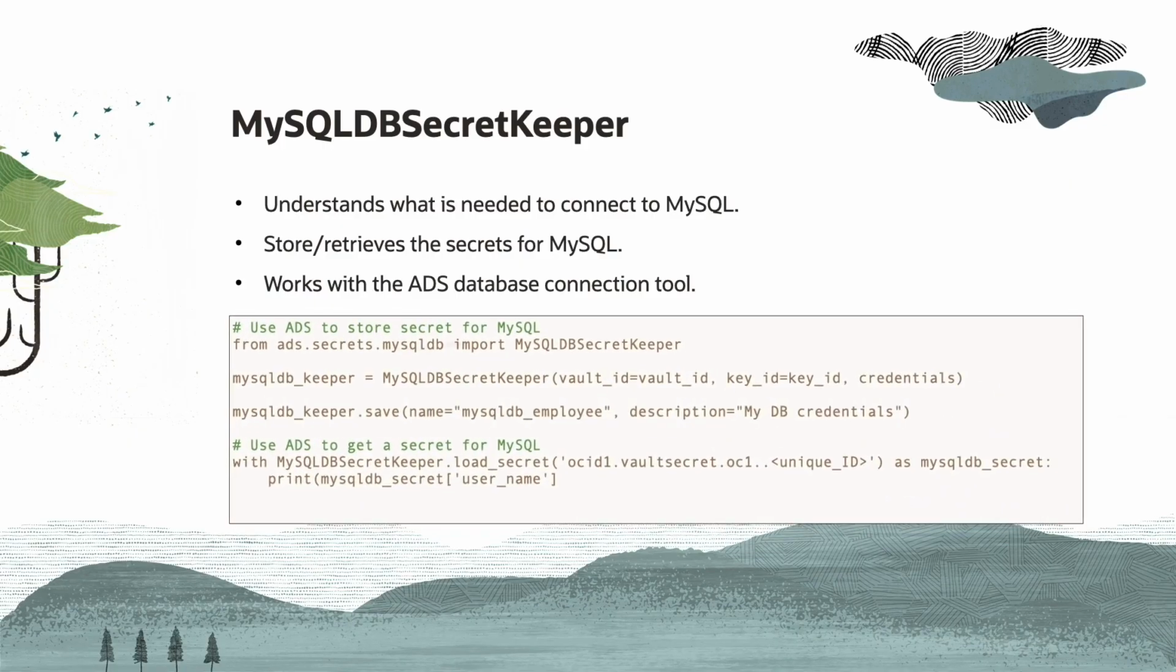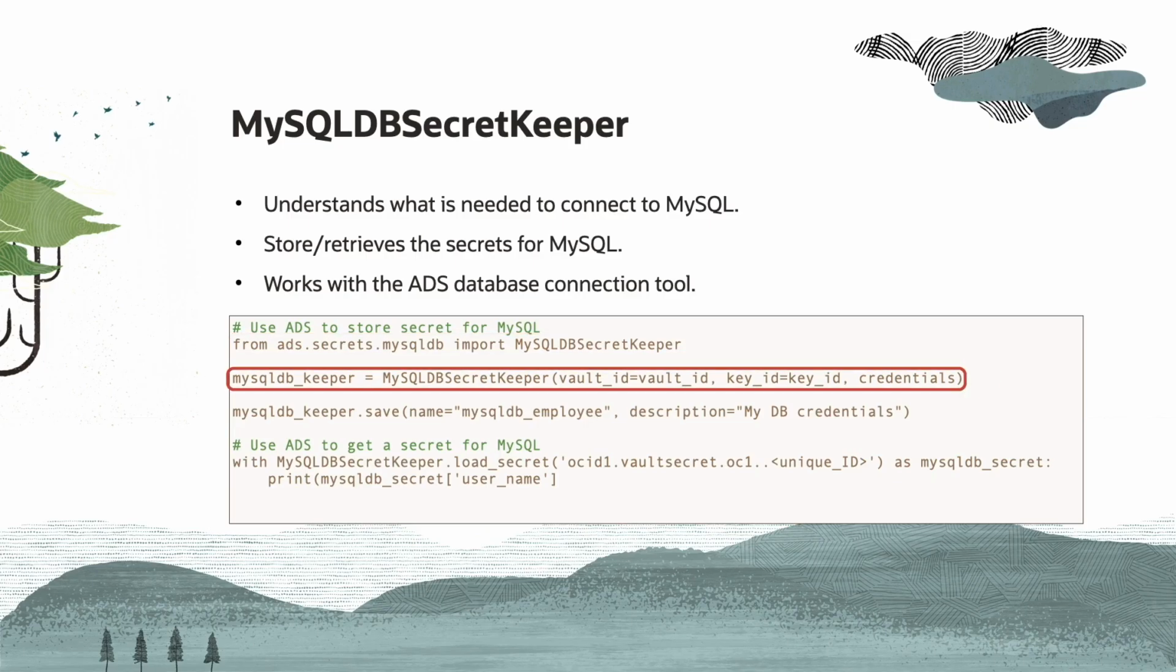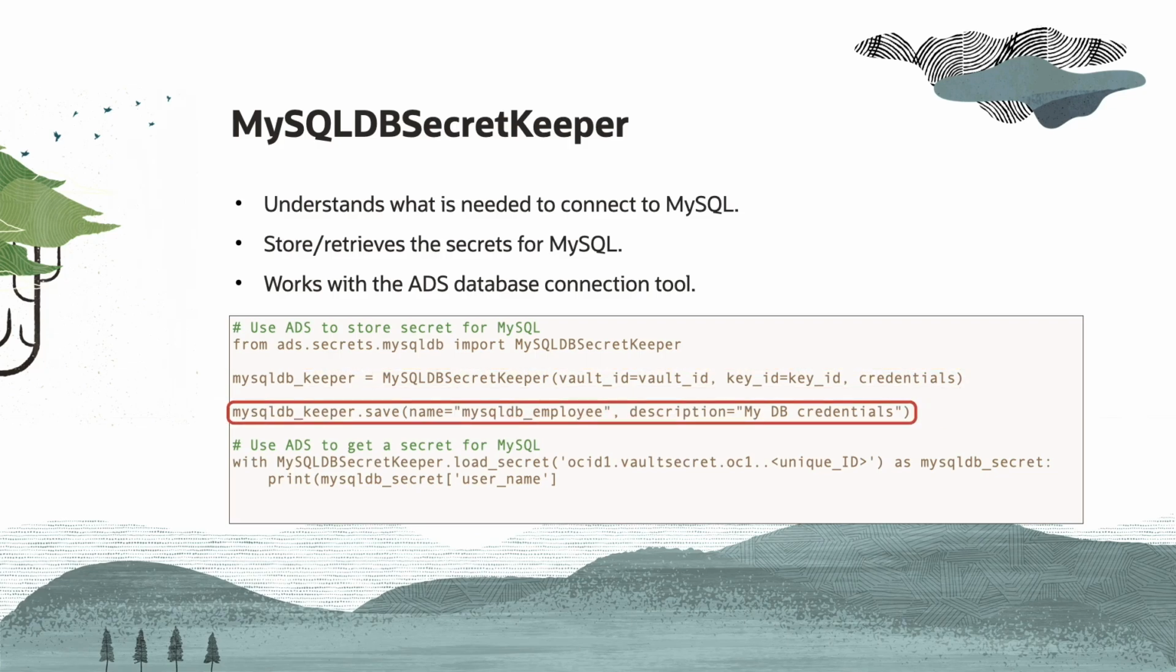So let's take a look at the code. The first thing that we would need to do is import the MySQL DB Secret Keeper. And then we're going to create an object of that class. We're going to give it the Vault ID and the Key ID. So those are the OCIDs for the Vault and the secret key. We're also going to pass in the credentials dictionary. So this isn't encoded. This is the Python dictionary that we talked about in one of the first slides. In order to save it to the Vault, we're going to call the save method, and we're going to pass in some optional information about the secret itself. So we can pass in the name of the secret and the description. All the other information has already been passed to the MySQL DB Secret Keeper.